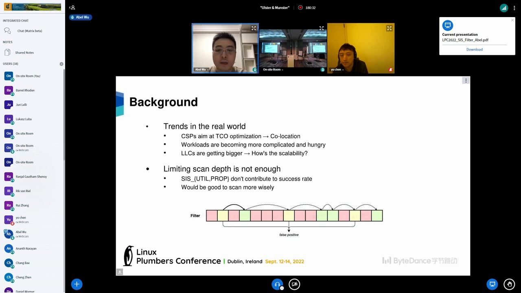Nowadays, lots of cloud service providers are trying to reduce the TCO of their data centers by co-locating multiple workloads together to squeeze all kinds of resources. In the meantime, the LLCs are also getting bigger than before. With the filter, the busy CPUs are skipped, so the idle ones can be easily located, as the figure below shows. Although there might be some false positives that we will talk about later, it makes the scan much more efficient.